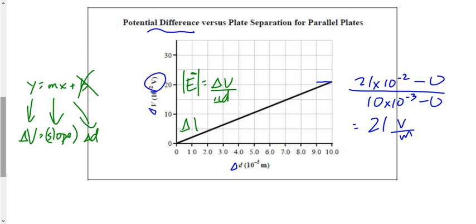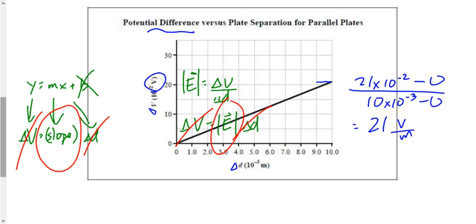Rearrange that to solve for delta V, I get electric field times distance between the plates, right? Cross off things that appear in both. What am I left with? So what's the answer to that question? The physical quantity that the slope represents is the electric field strength, right? The answer would be C, the electric field strength. How many people got that one? Good. You guys are getting there.